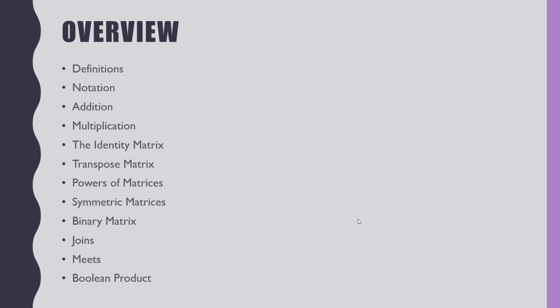Definitions and notation, math, the identity matrix, a transpose matrix, powers of matrices, symmetric matrices, binary matrix, joins, meets, and Boolean product. All that today. We're going to do it.